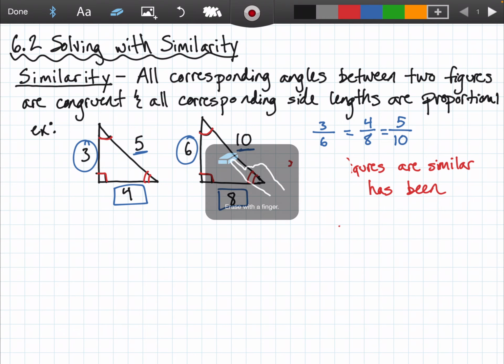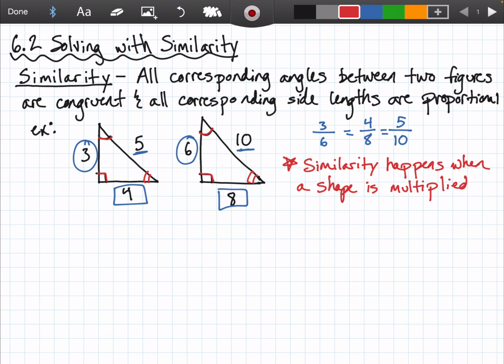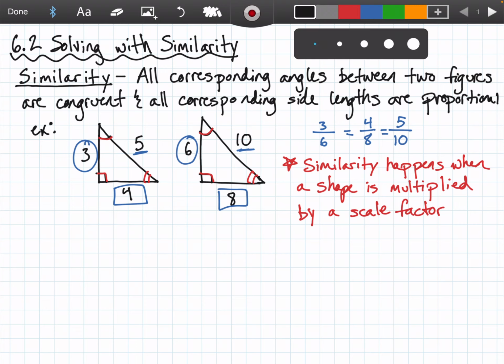I'm going to rewrite this actually in a different way that makes it a little bit easier. Similarity happens when a shape is multiplied by a scale factor, aka a dilation, which is what we talked about yesterday. So with that, and to get this a little bit more specific, let's say we have some notation here.